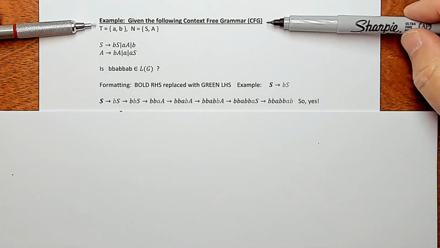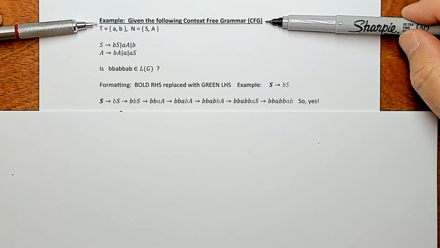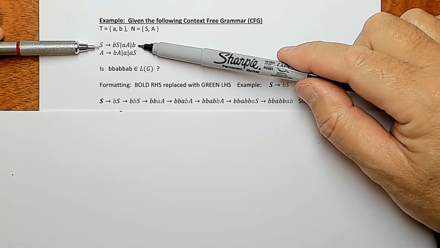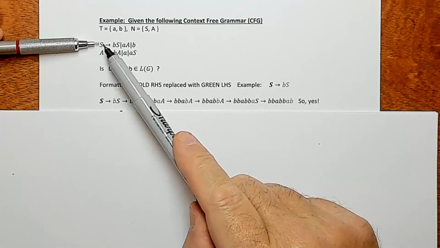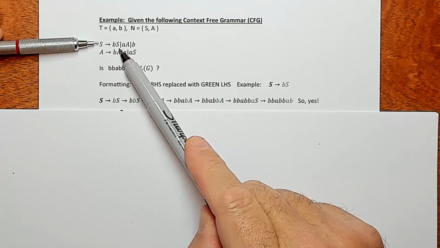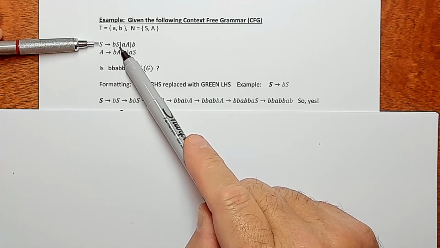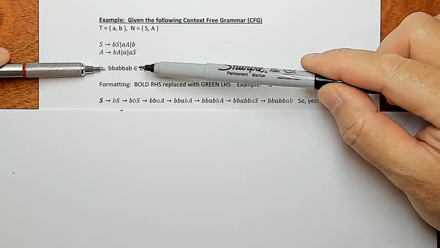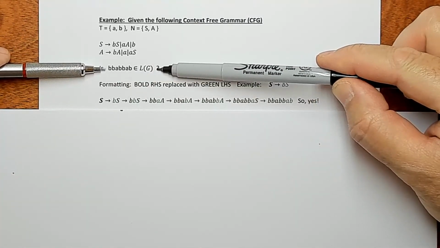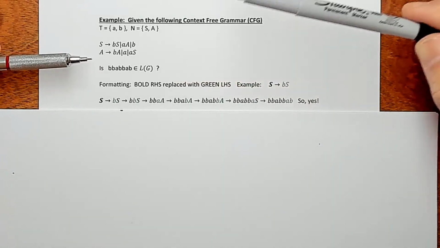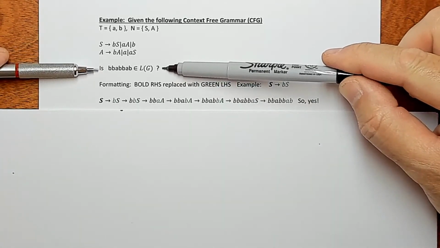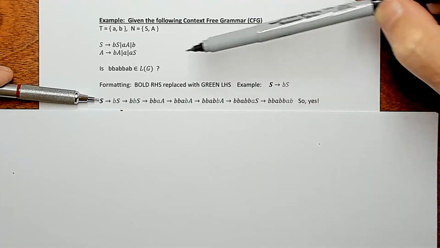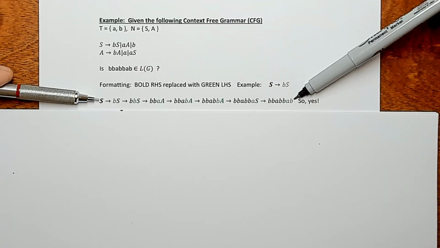So here we go. Here's a context-free grammar. There are some terminals, some non-terminals, and some productions. It's context-free, so we just have single non-terminals on the left-hand side and then combinations of terminals and non-terminals on the right-hand side. We can ask a question like, is this string in the language? The proof that it's in the language is if there's a series of productions that generates that string. And there is. Here's that string being generated.